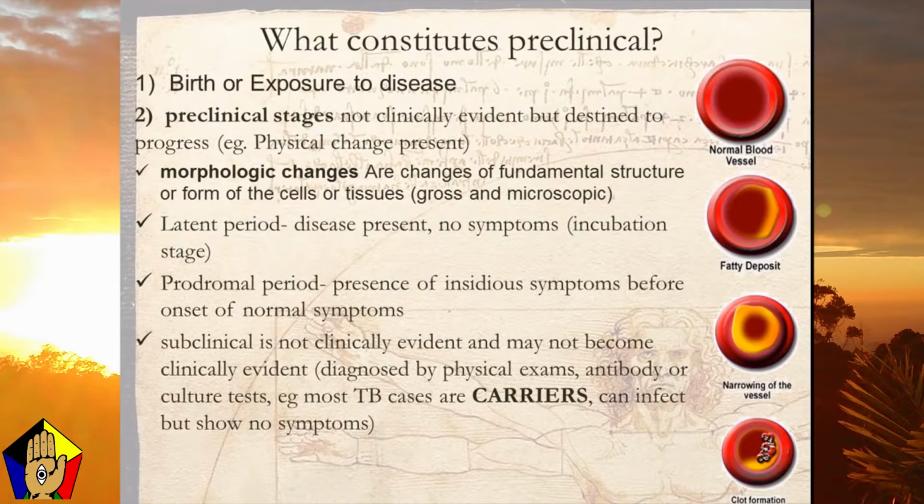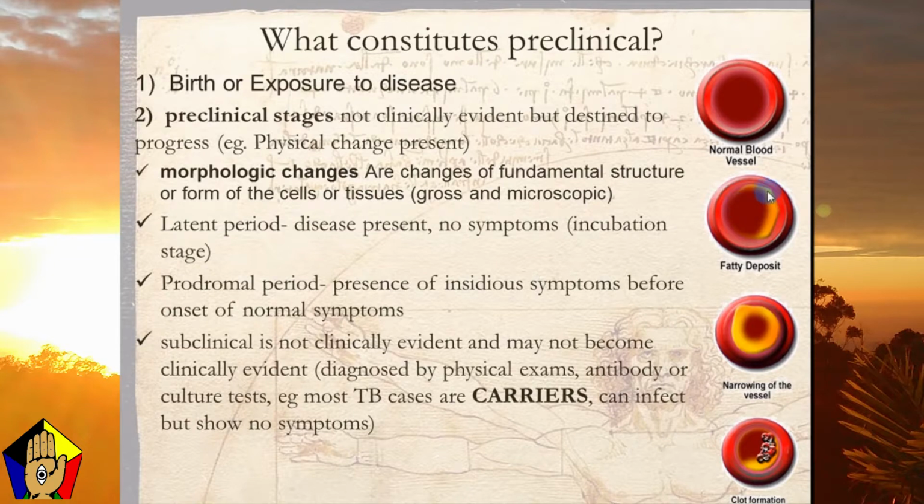So let's start off with what constitutes preclinical. So you've got this disorder, this disease. Preclinical stages are when you have it in you, but you can't actually see it. You aren't at a stage where you have to go to the clinic to get it checked out. So it's in there. It causes changes, but you may not be able to physically see it without special tools, like morphologic changes. Even when you look at things like fatty deposits, you can't see that, but that's a morphological change. It's shrinking the diameter of the blood vessel and making changes in your life.